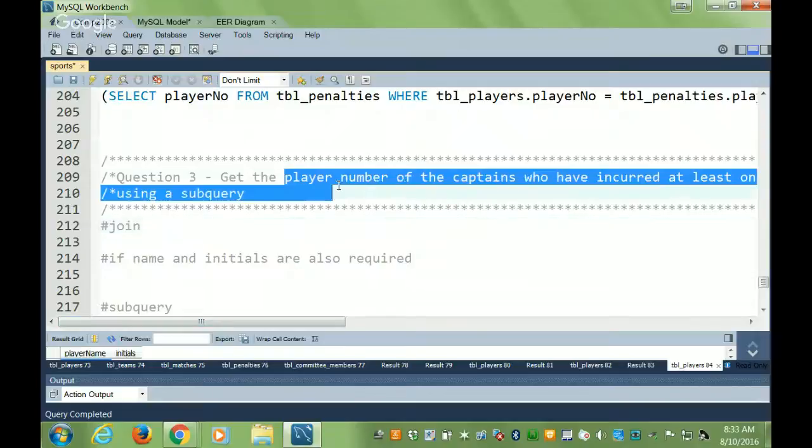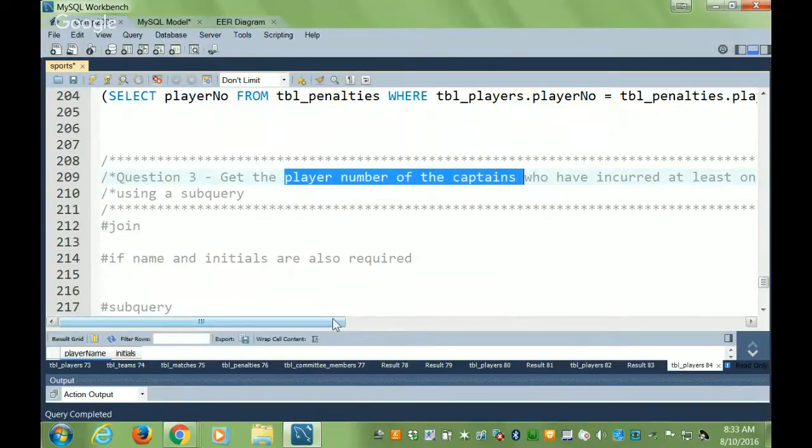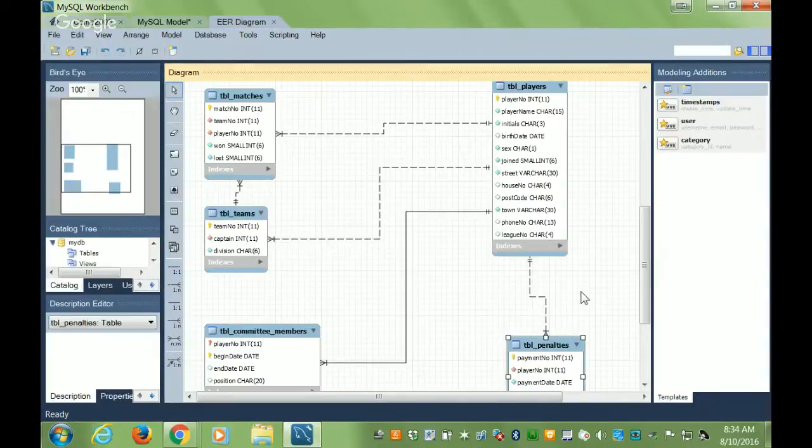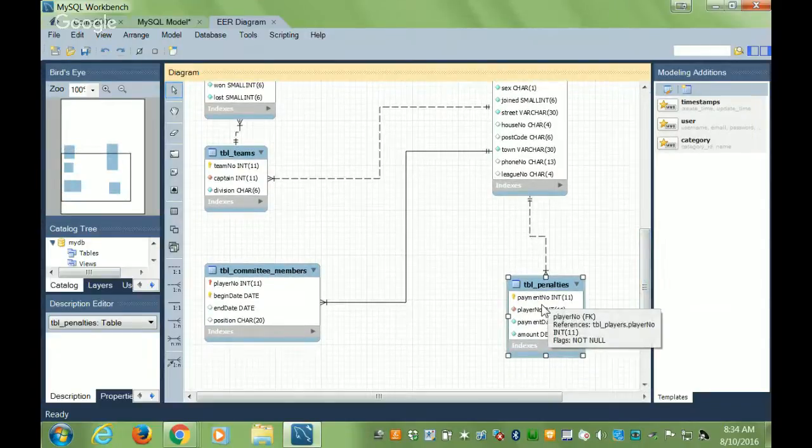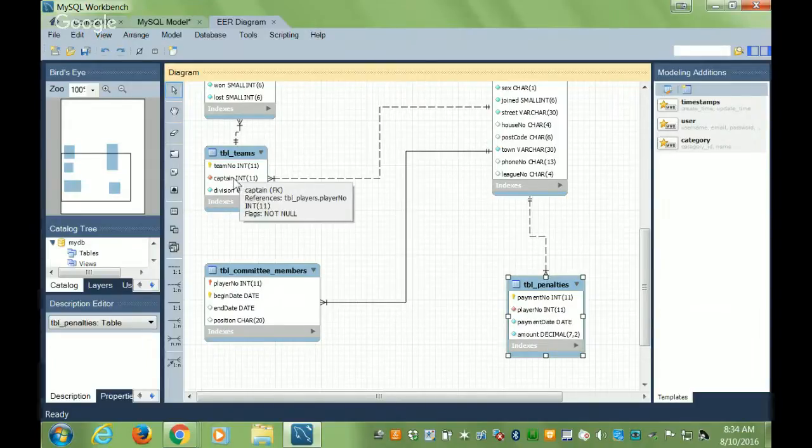I'm now asking the player number of the captains who have incurred at least one penalty. So the guy has paid a penalty and he's a captain. This may take a minute to think about. The captain is coming from the team table. If this person is also present in the penalties table, that's all we are interested in. I just need his player number. And remember, this captain is a player number. If you see, it says refers to player number of the players table. So it's called captain just to confuse you, or maybe just to make it more clear.